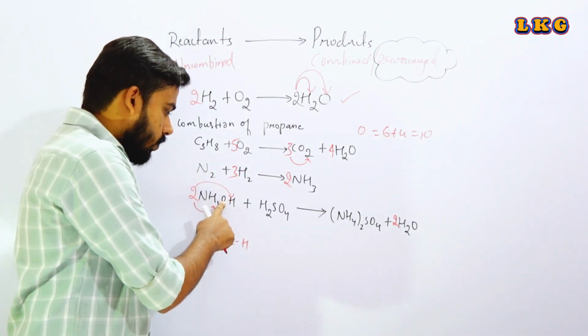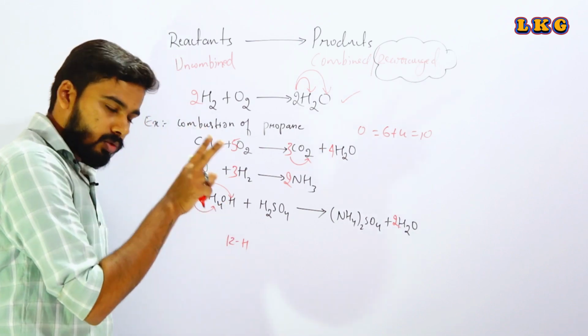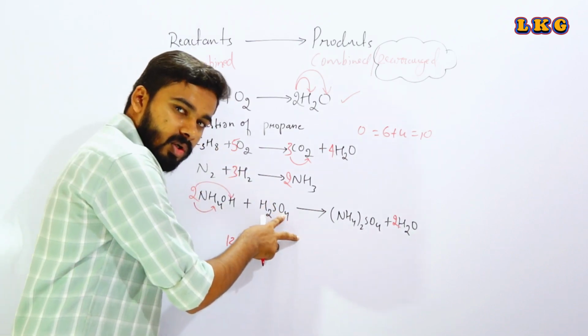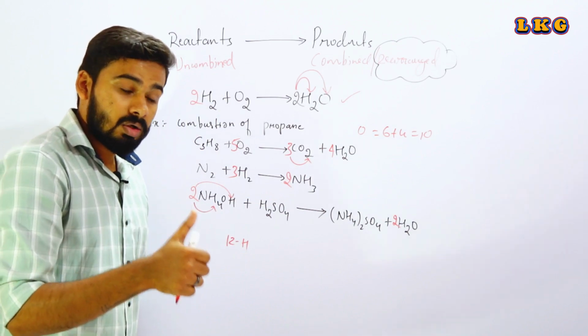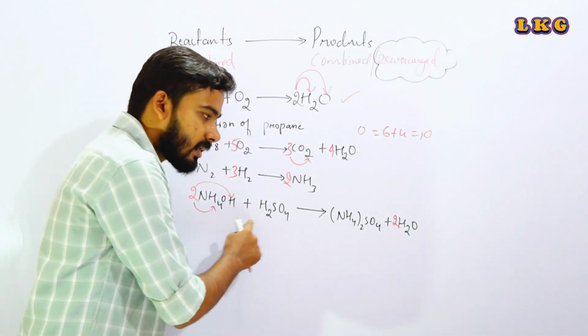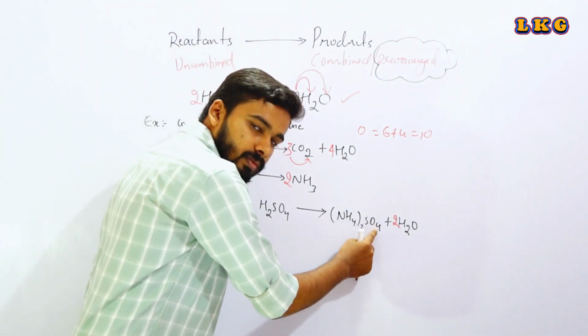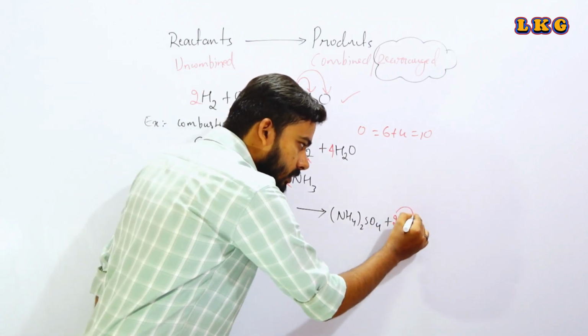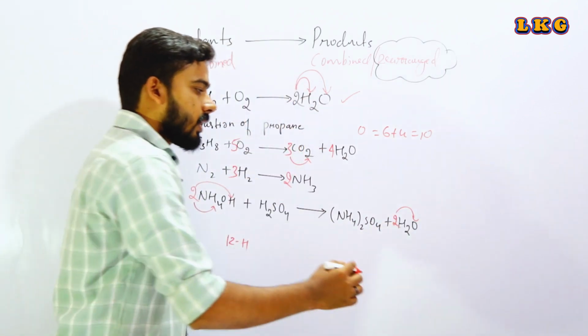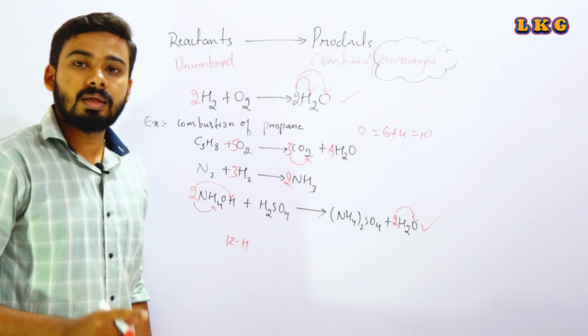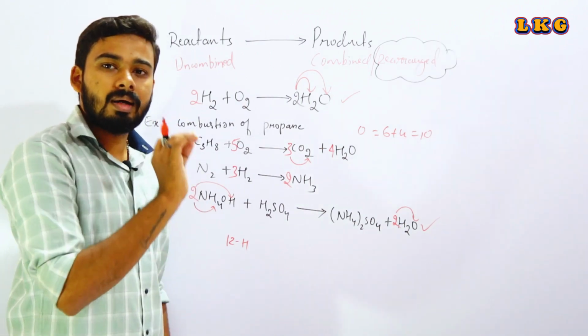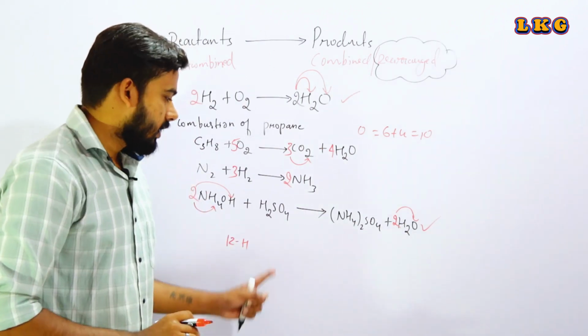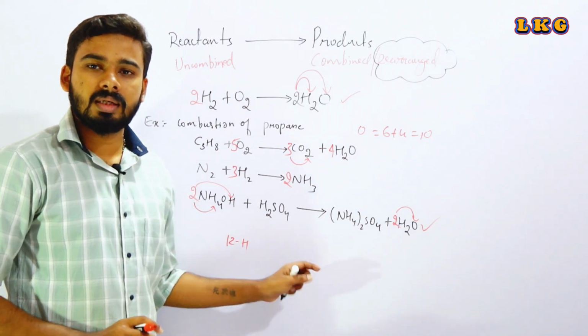How much oxygen is there? 1 into 2, that is 2 oxygen plus 4 oxygen. 2 plus 4, 6 oxygens are there here. On the product side how many are there? Already 4 plus 2. So the reaction is balanced. Add numbers only if needed. Don't keep putting numbers everywhere. Put them only where there is necessity.